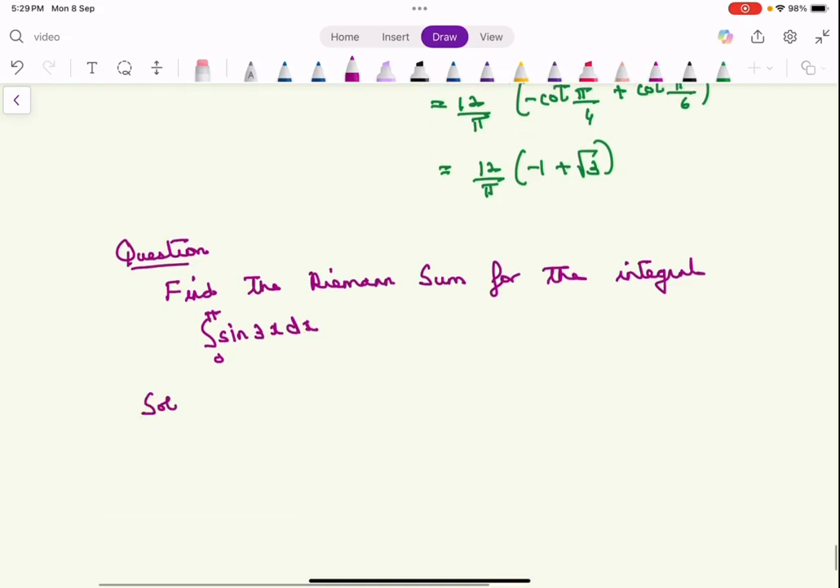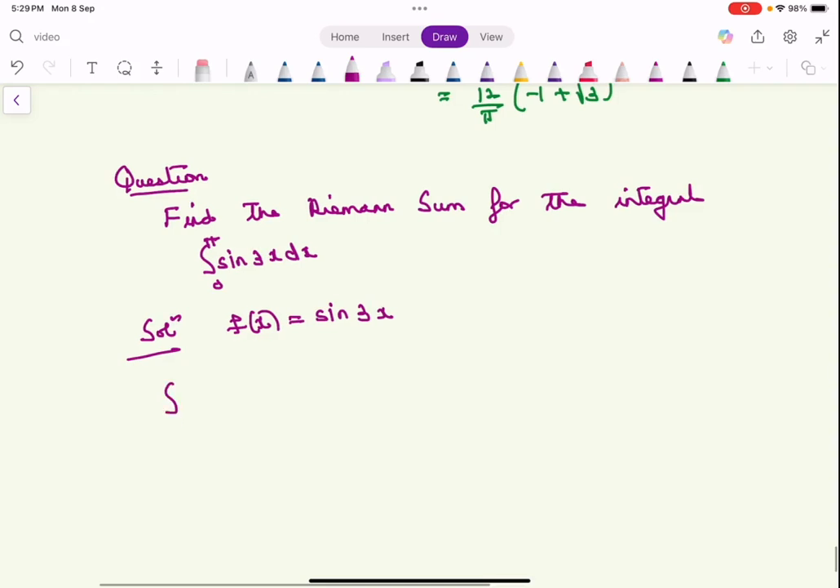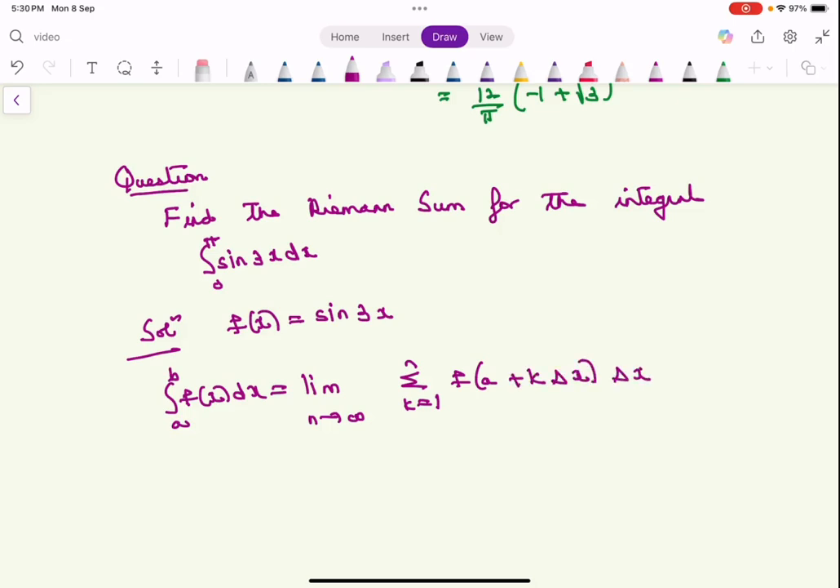So here your fx is sine 3x and the formula, this is the formula for the Riemann sum, integral a to b fx dx equal to limit as n tending to infinity summation k taking value 1 to n f of a plus k delta x into delta x, where delta x is b minus a by n. In this case it becomes pi by n and a is 0 here.